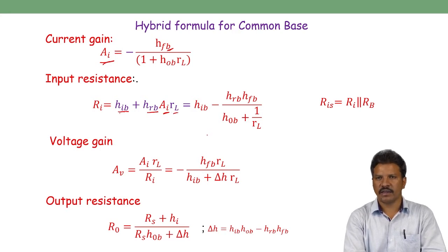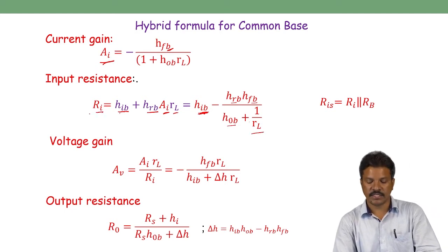Another way of expressing this input resistance is HI minus HR HF divided by HO plus 1 by RL. When we replace this HI with HIB in the common base, it becomes HIB minus HRB HFB divided by HOB plus 1 by RL. So this is the internal input impedance RI.